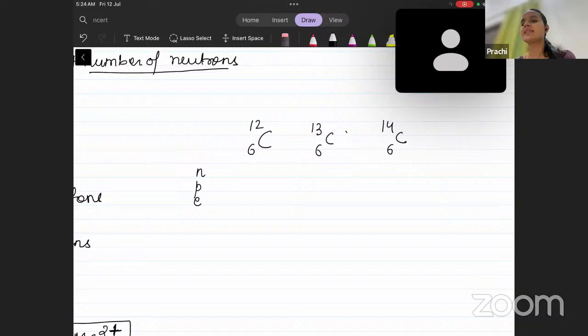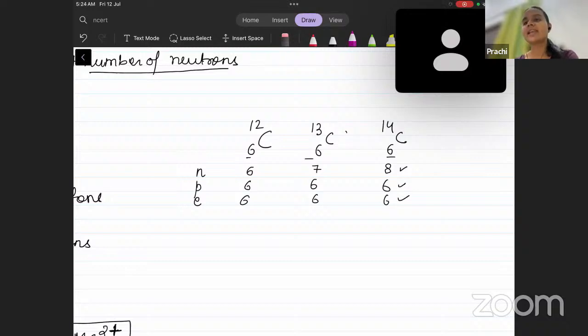So yes, your number of electrons will be equal to the number of protons, which in turn will be equal to the atomic number. So these will be 6, 6, and 6. Now here we have to write the number of neutrons. For this one, I'll have 12 minus 6, 6. Here 7, and here I'll have 8. Correct? So 13 minus 6, 7. 14 minus 6, it will be 8. So these are the number of neutrons, protons, and electrons.